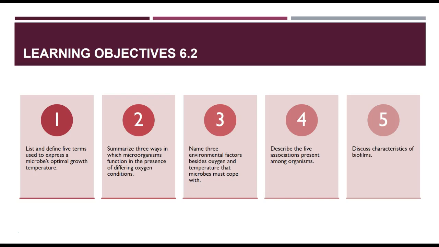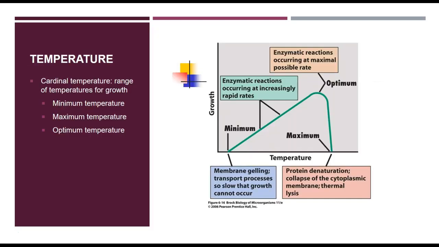Fourth, describe the 5 associations present among organisms. And fifth, discuss characteristics of biofilms. So first we're going to talk about temperature. Temperature is a big deal to microorganisms.